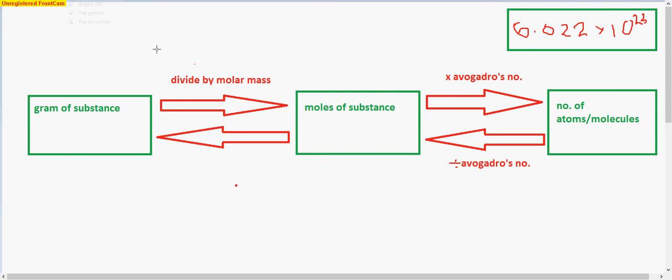And over here, just the opposite step, multiply it by the molar mass, not divide. You just have to multiply it back to get back what you divided. So if you're given the moles of a substance, you multiply it by the molar mass to find the actual gram of a substance in a particular problem.